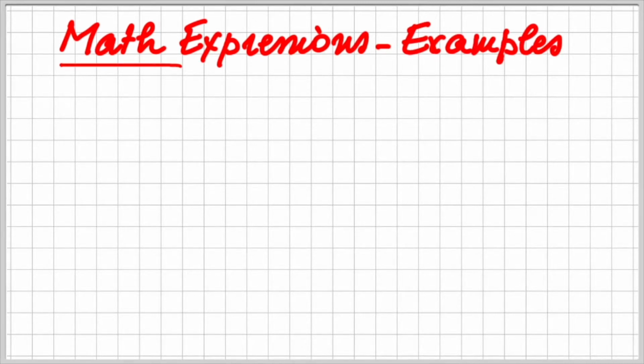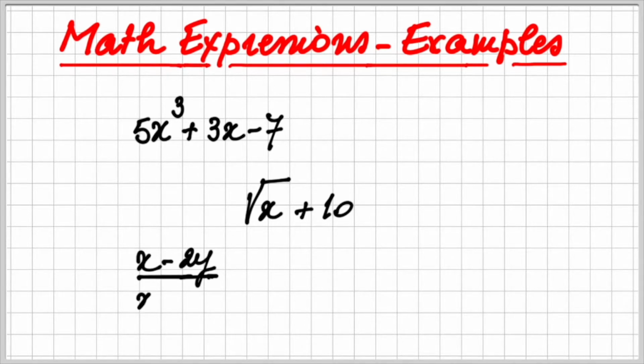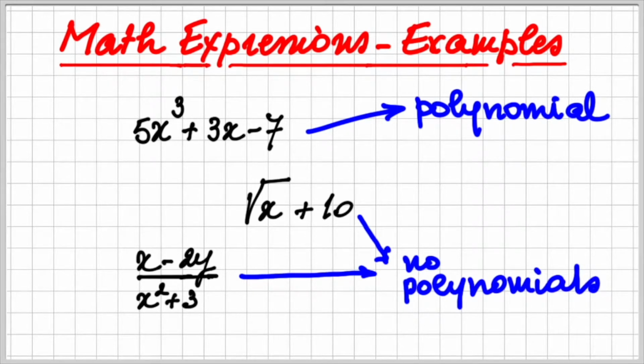When we look at mathematical expressions and some examples, we can identify different types of expressions. First one, 5x to the power 3 plus 3x minus 2. We have square root of x plus 10. And we have x minus 2y divided by x squared plus 3. The first one, 5x to the third plus 3x minus 2, is a polynomial. The second one and the third one are not polynomials.